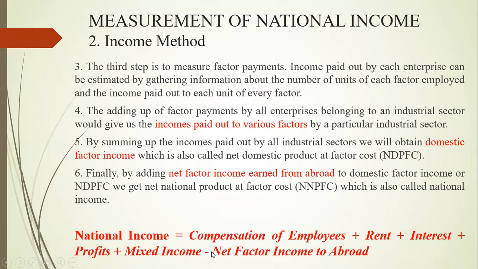This minus sign, in some books you can see as positive when they are saying net factor income from abroad. So you need to be very careful when you are doing numericals based on this formula. Through the income method, national income will be compensation of employees plus rent plus interest plus profit plus mixed income minus net factor income to abroad. So these are all 6 steps of how we calculate national income through the income method.